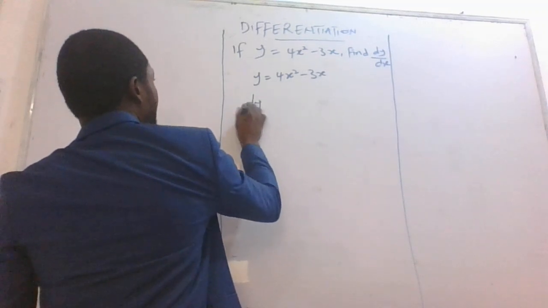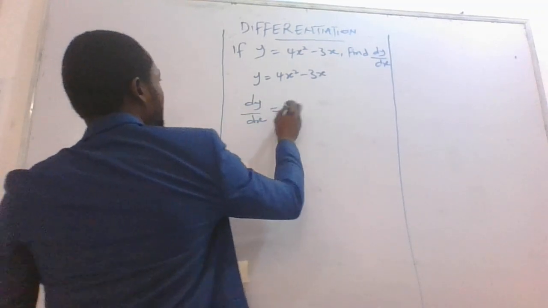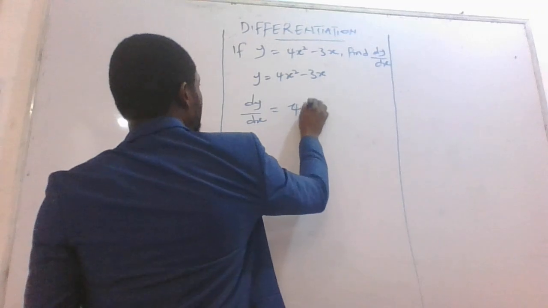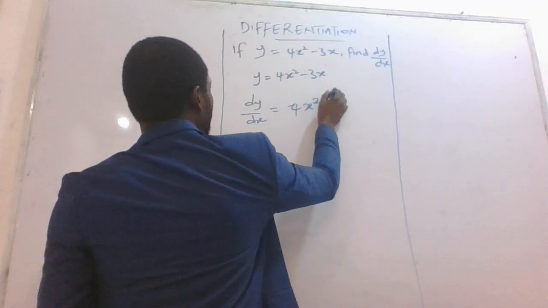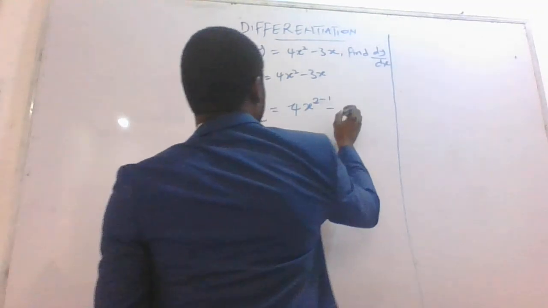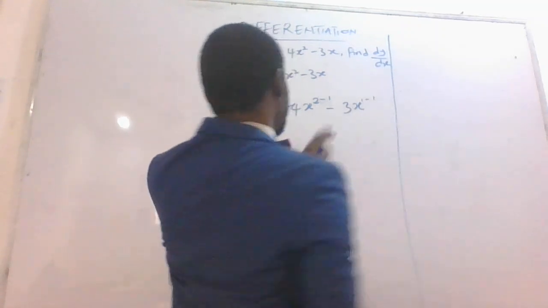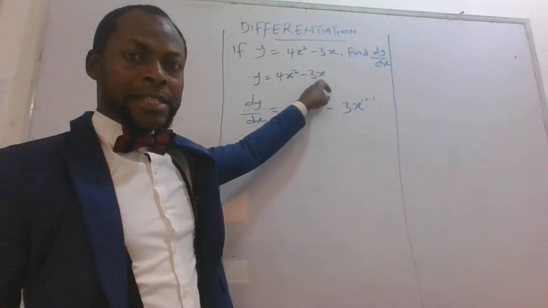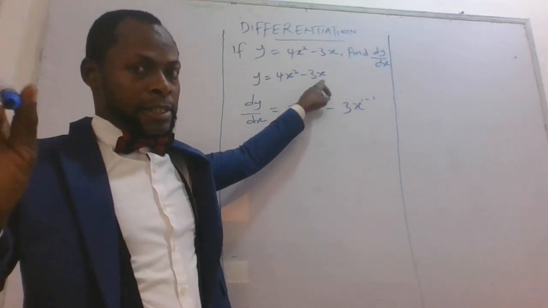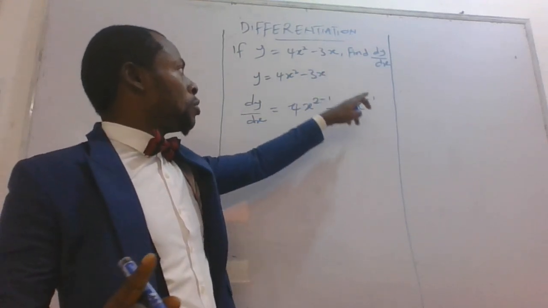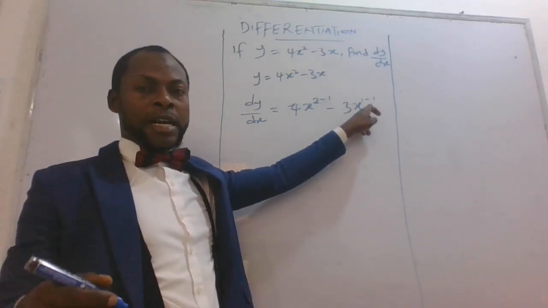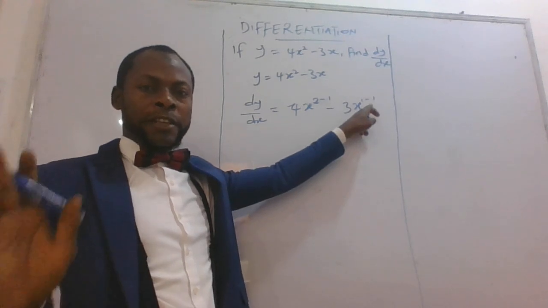So dy/dx, we have 4x to the power of 2 minus 1, then minus 3x to the power of 1 minus 1, because this x here has an invisible index of 1. Yes, that's invisible. So I need to subtract 1 from that because that is the rule of differentiation.